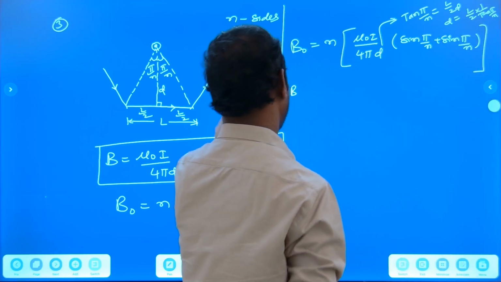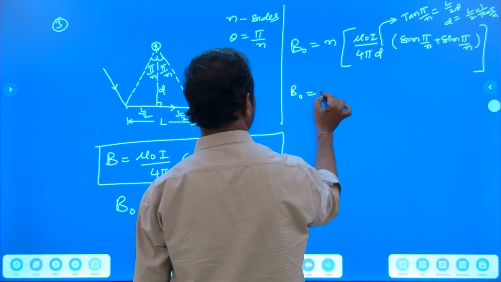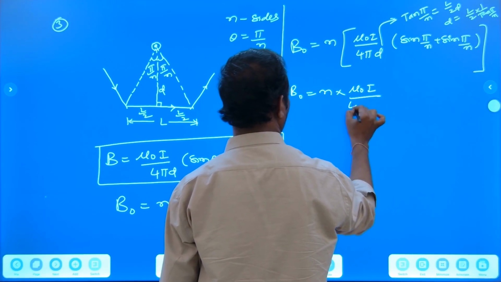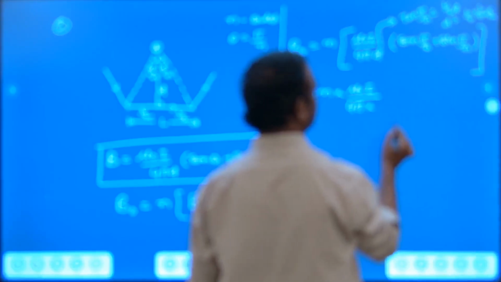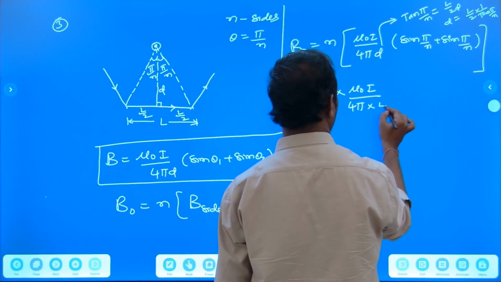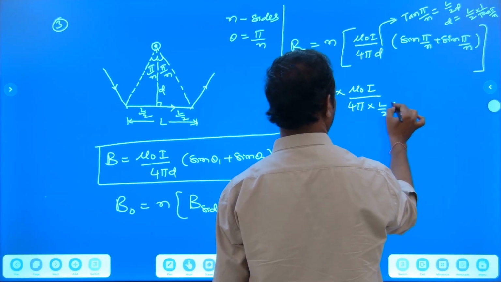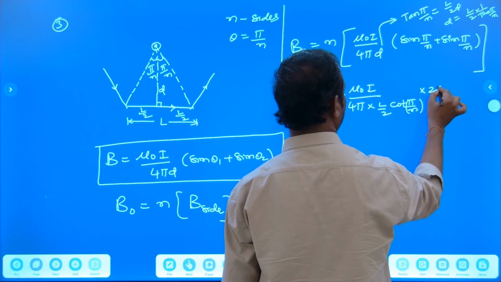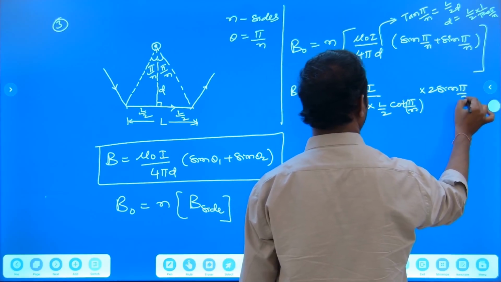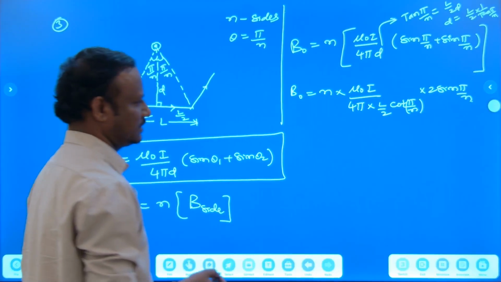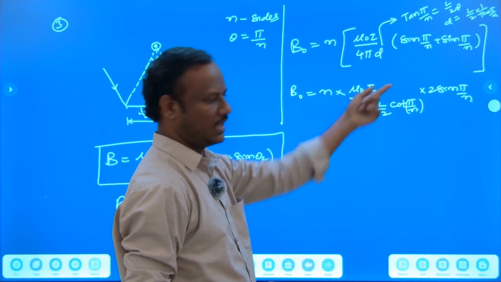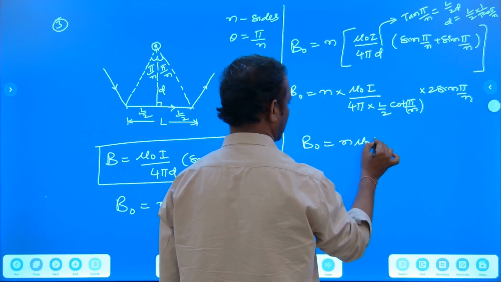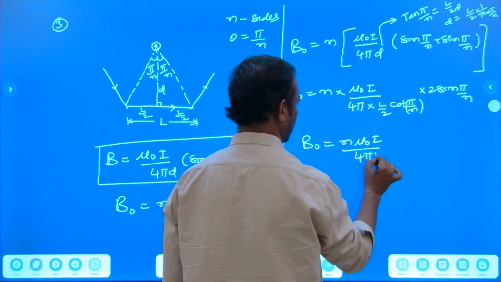Now we can talk on this one. B naught is equal to n times mu naught I by 4 pi. D means L by 2 into 1 by tan pi by n, which means cot pi by n, but into 2 sin pi by n. According to the options, you can convert this. 1 by cot pi by n will become tan pi by n.